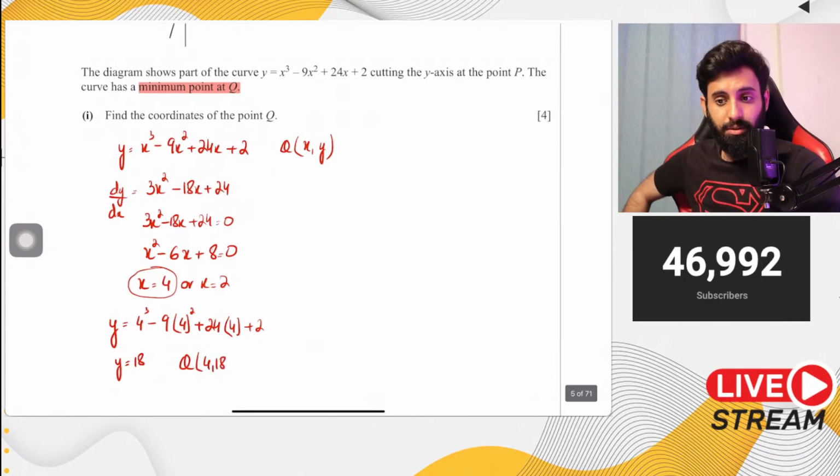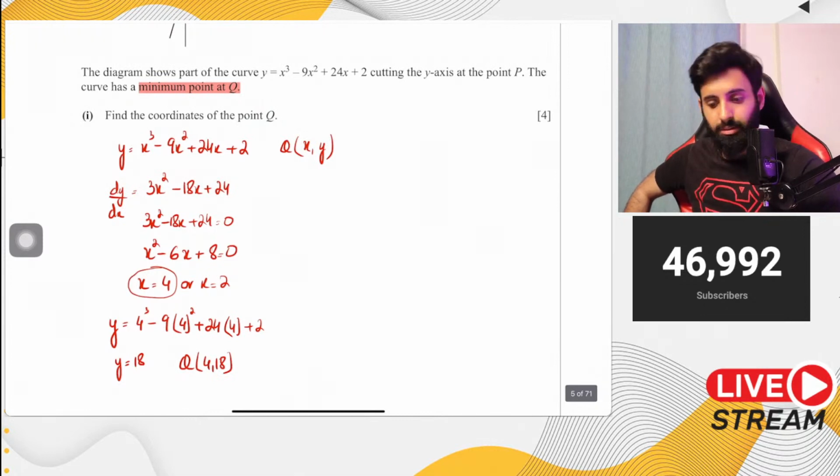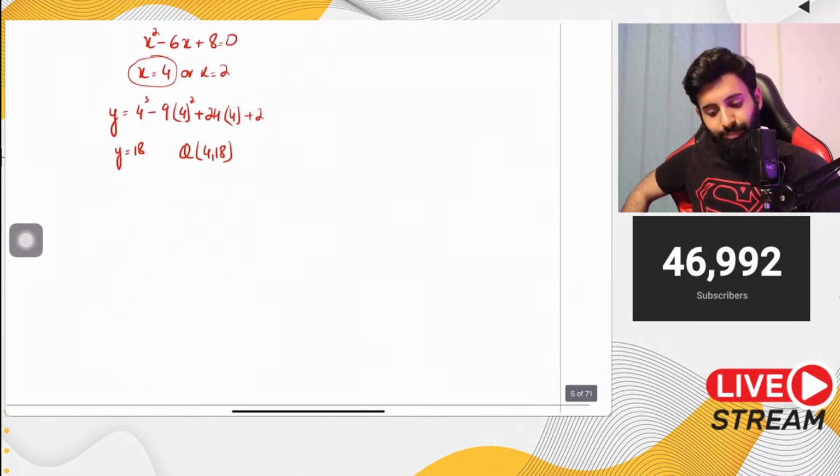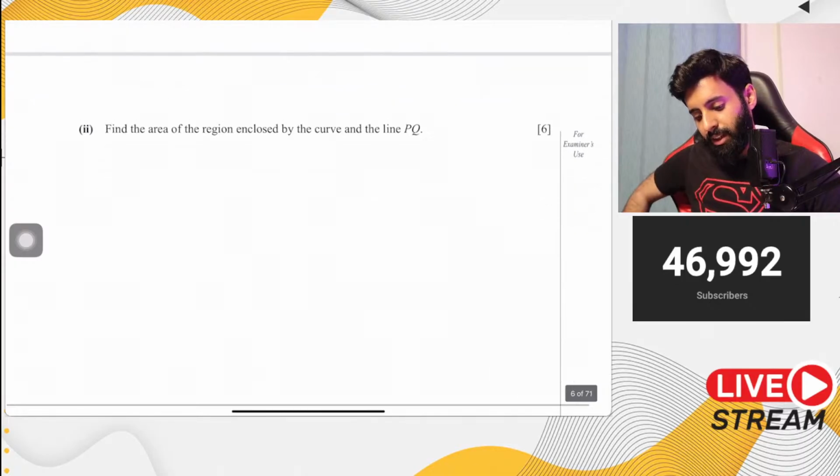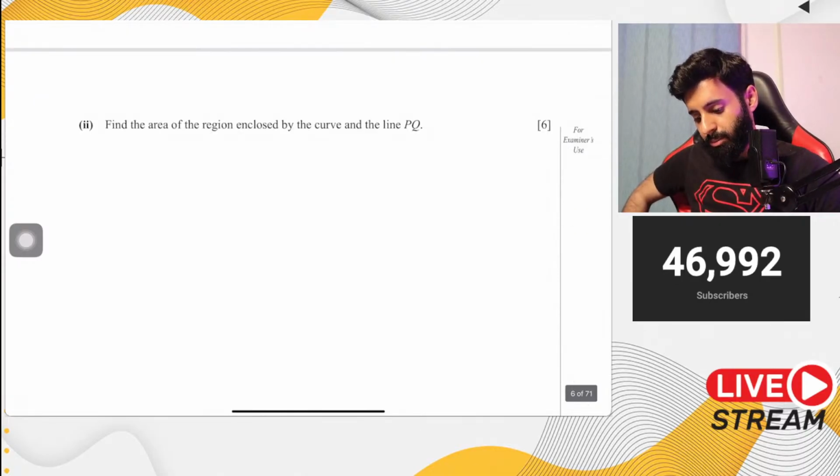And how many marks do you get for this? You get 4 marks, which I think is a pretty good deal. Okay, then it says find the area of the region enclosed by the curve and the line PQ.